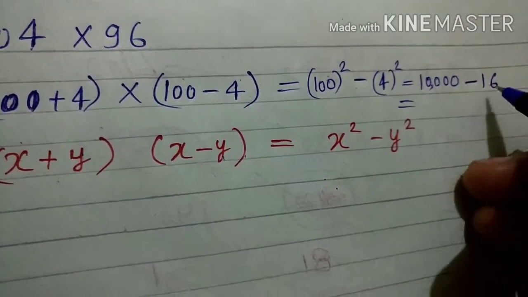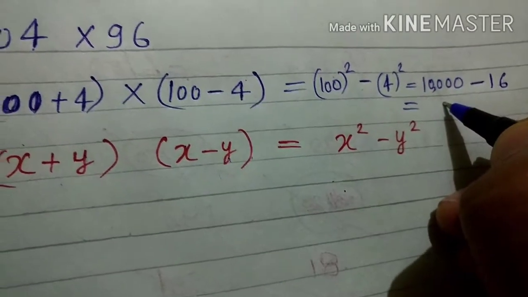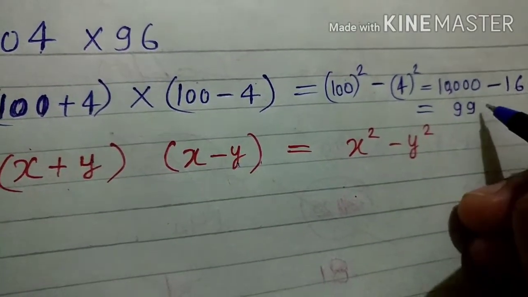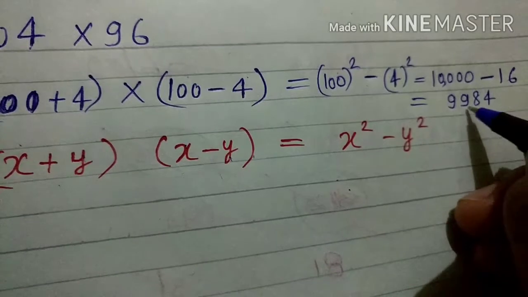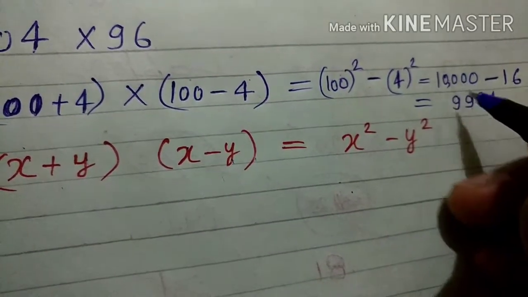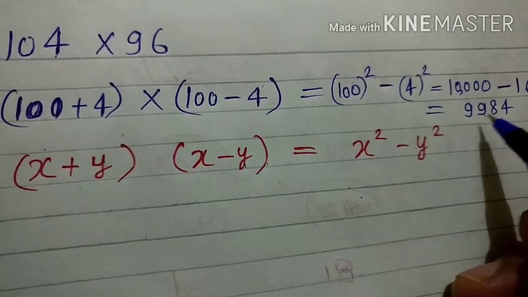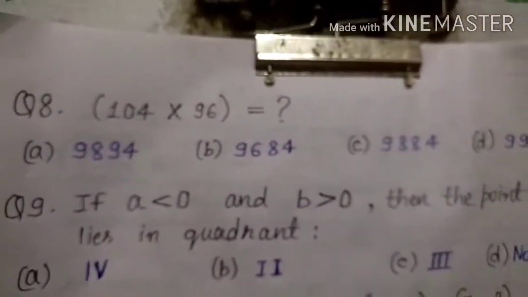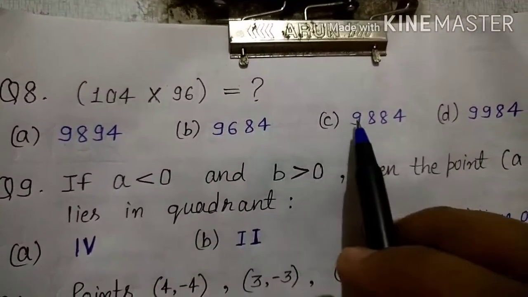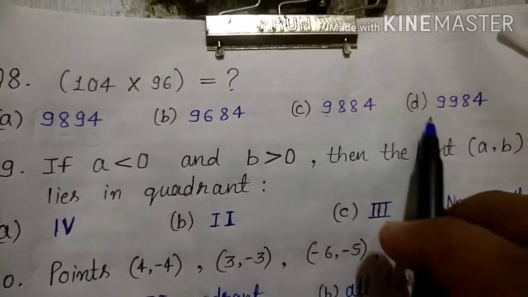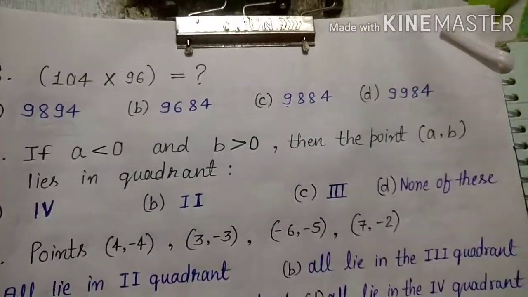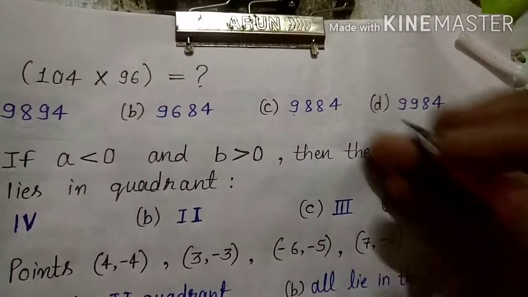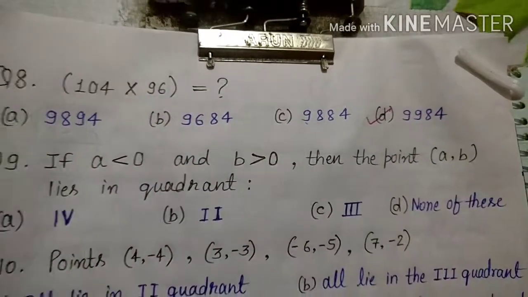So when we subtract 16 from 10,000, how much will it come? It will come 9,984. Okay, if you add 16 to this, 10,000 only will come. So what answer came? 9,984. Now just check whether this option is given in the question or not. 9,984. Yes, this is the D part. Just pay attention: 9,984. The D part is our answer here.